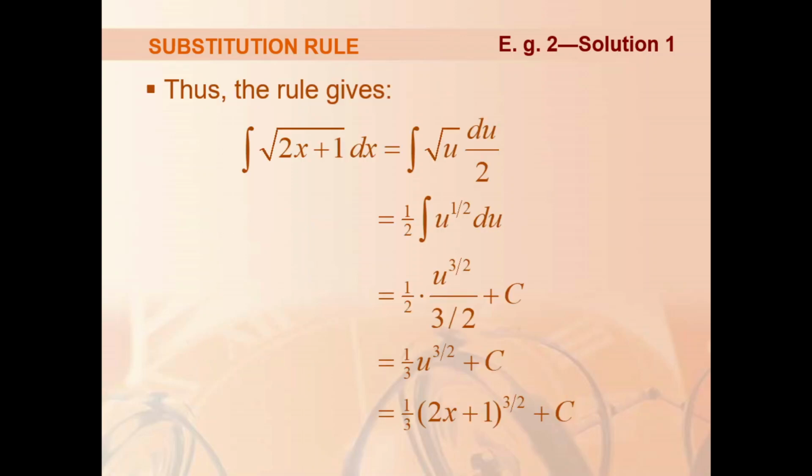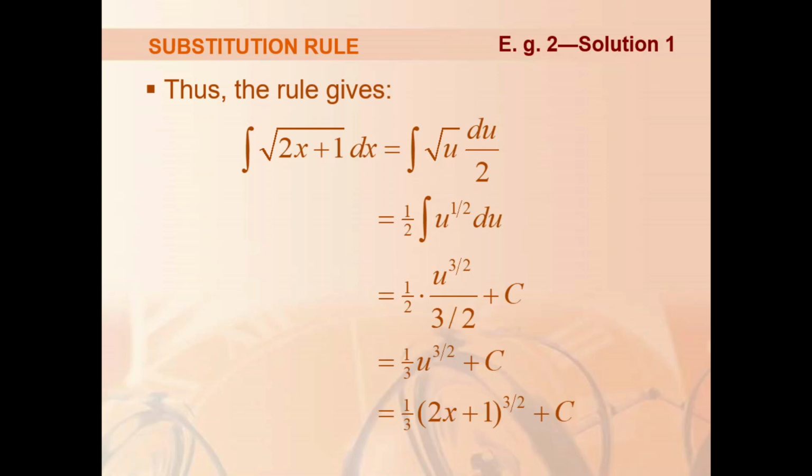Thus, the rule gives the integral of the square root of 2x plus 1 dx equal to the integral of the square root of u du over 2. So now we have to simplify the square root: 1 over 2, the integral of u to the 1 over 2 du. Don't forget, we have to add 1 to the power, because of the integral rule. We get 1 over 2 times u to the 3 over 2, all over 3 over 2. If you don't remember this one, you can go back to my video that I posted some minutes ago. Then we get 1 over 3 u to the 3 over 2 plus c.